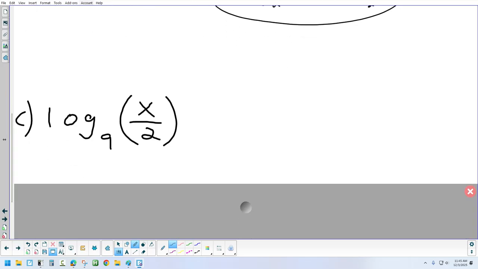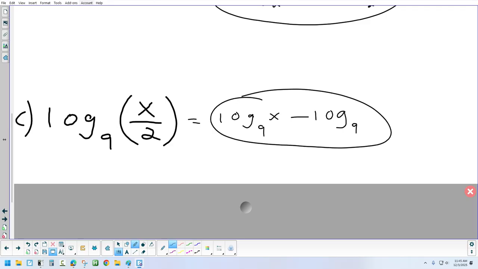All right, so log base 9 of x divided by 2. We're going to split that apart. How many logs are we going to have when we break it up? We're going to have 2. What's the base on each one? 9. And because we had division inside the argument, what are we going to do with the 2 logs? We're going to subtract them. What's going to be the argument to your first log? X. And argument to your second log? 2. And that's it.